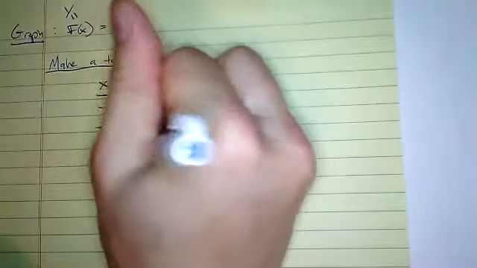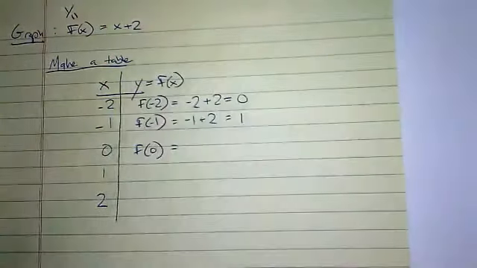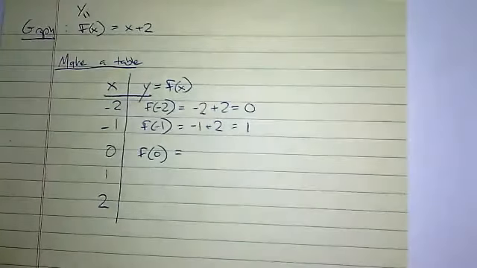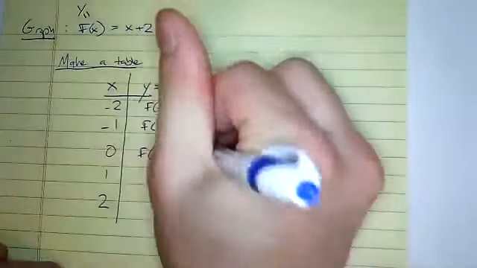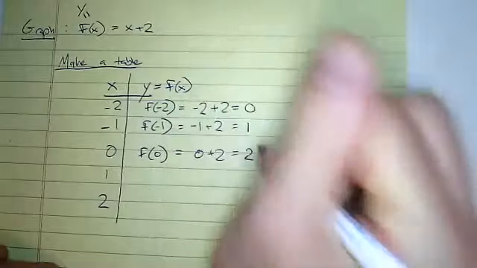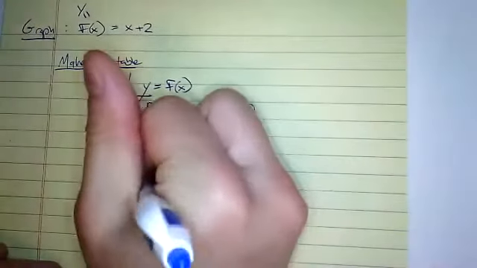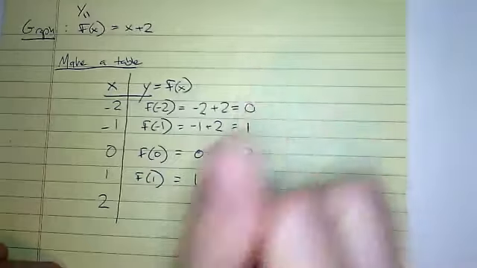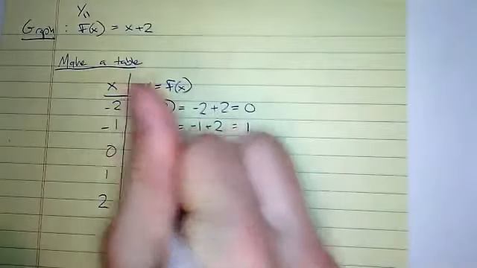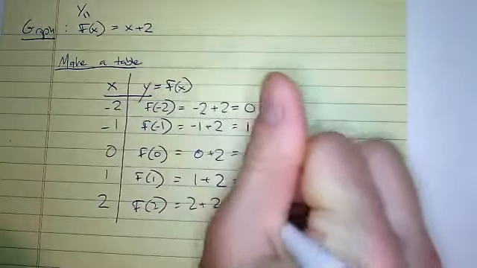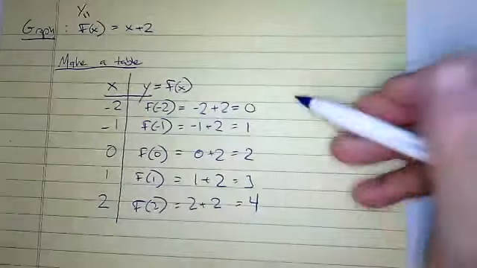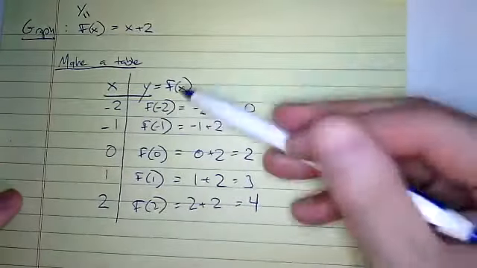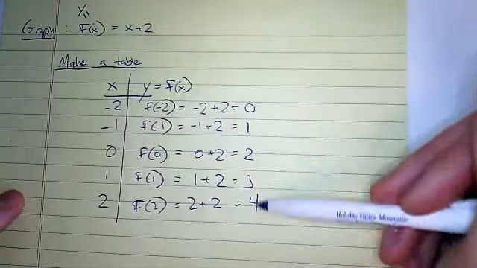We've got 3 more. F of 0, what is f of 0 going to be? 2, because it's going to be 0 plus 2. You can almost see a pattern arising, right? F of 1 is going to be 1 plus 2, which is 3. And then f of 2, of course, is just 2 plus 2, which is 4. So my y values are 0, 1, 2, 3, and 4.